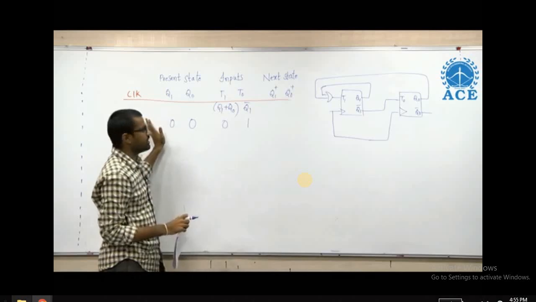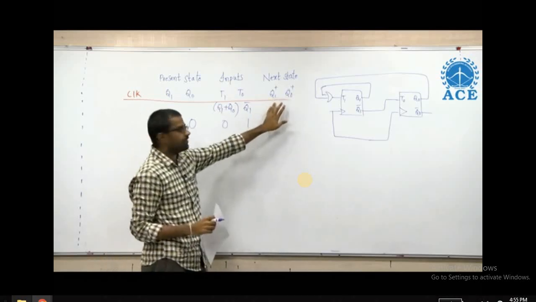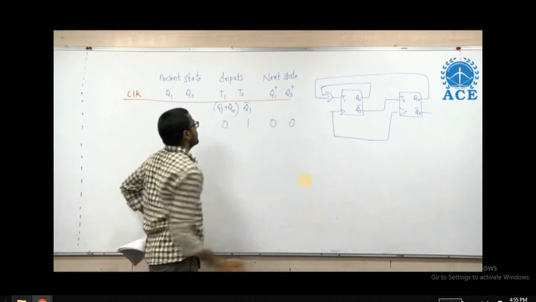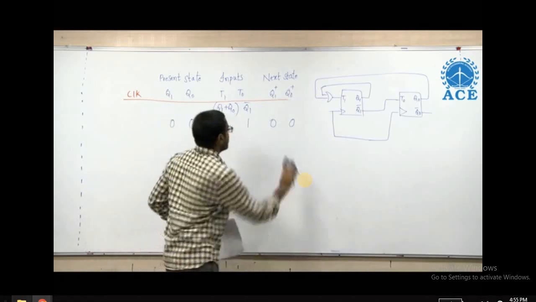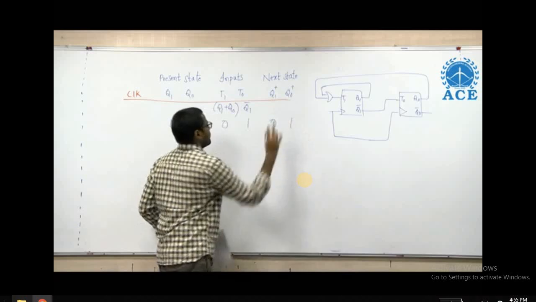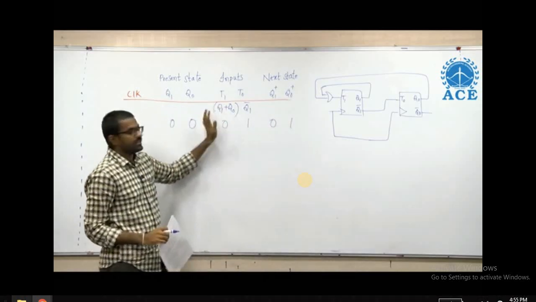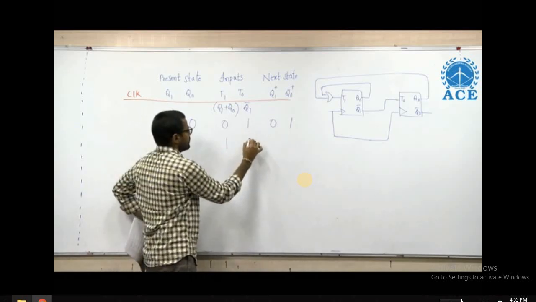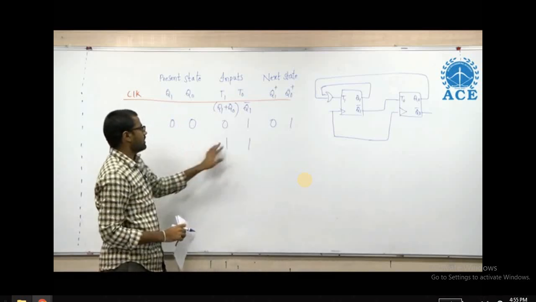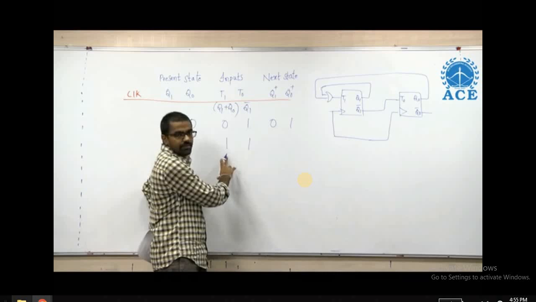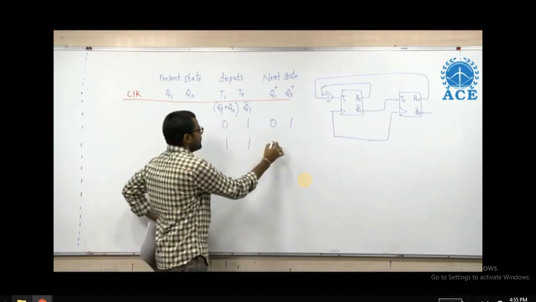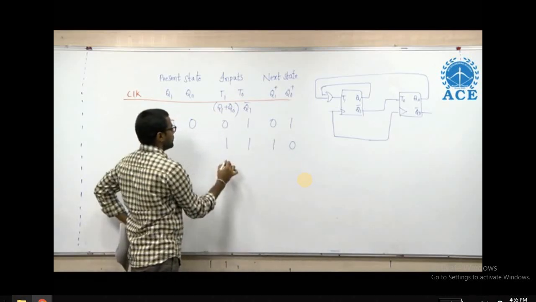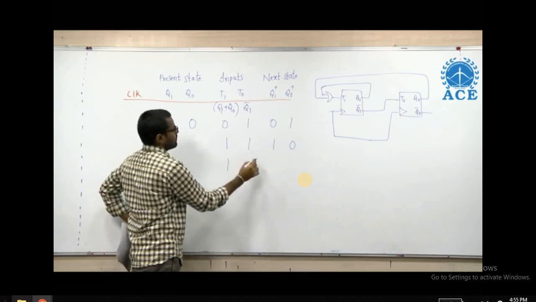Now, if we apply the clock pulse, the next state of Q1 is 0 and Q0 is, sorry, it's 1. Now, the input for T1 is 0 OR with 1, it's 1, and T0 is Q1 bar, which is nothing but 1. Now, if we apply the clock pulse, as the input for the T flip-flop is 1, it will be the negation of the previous state. So it's 1 and it's 0. Now again finding the inputs, 1 OR with 0, it's 1, and negation of 1 is 0.